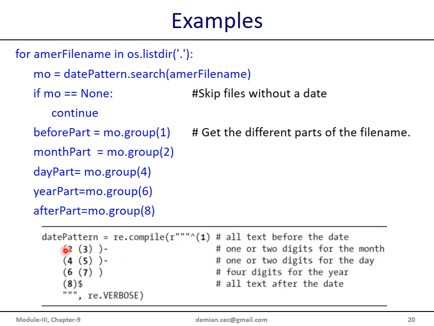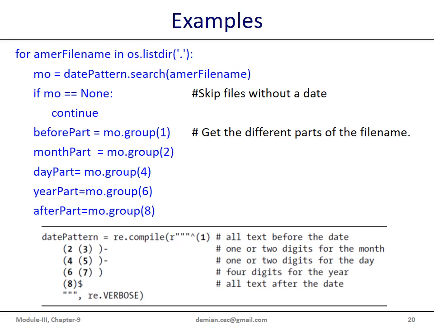First group, this is second, third, fourth, fifth, sixth, seventh, and eighth group. We are interested in the before part, and the after part is important. We have to retain this, and the only thing is we have to swap the date part and the month part, and create a new file by using the shutil.move method.